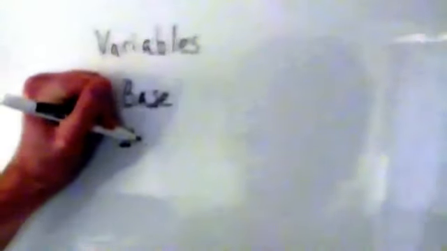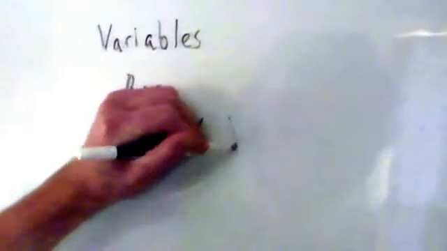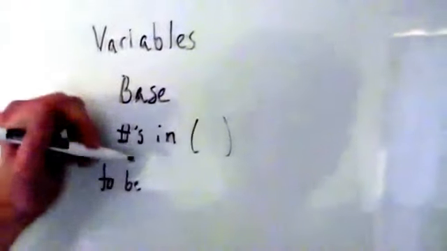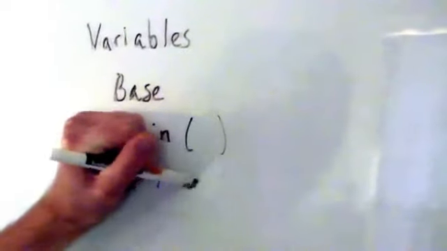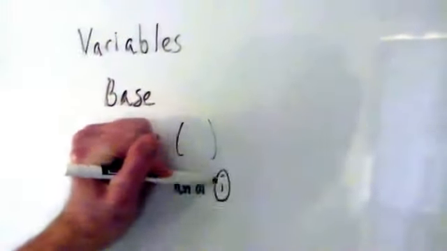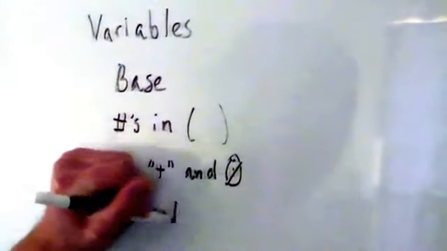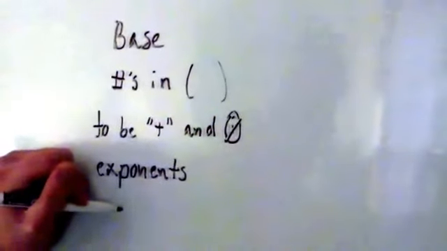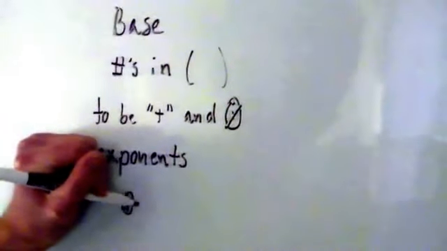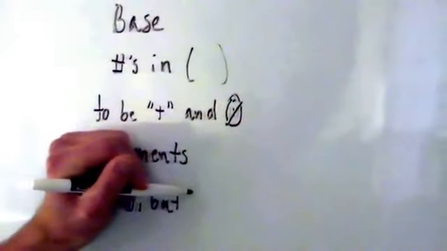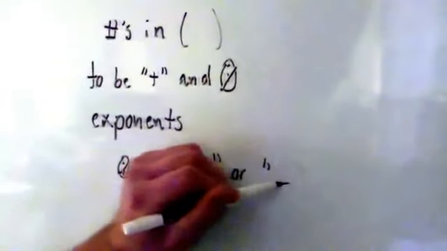So these rules require the variables, such as the base and the numbers in the parentheses, to be both positive and real, and for any exponents that may be in there, they should be real, but it doesn't matter whether they're positive or negative.